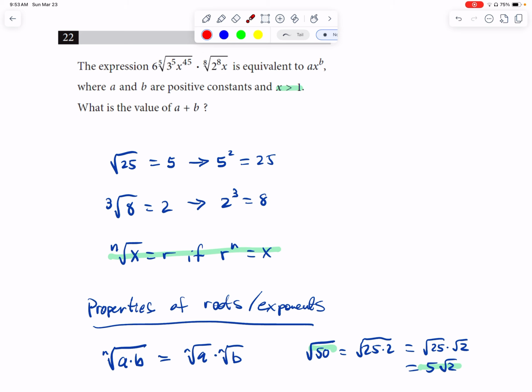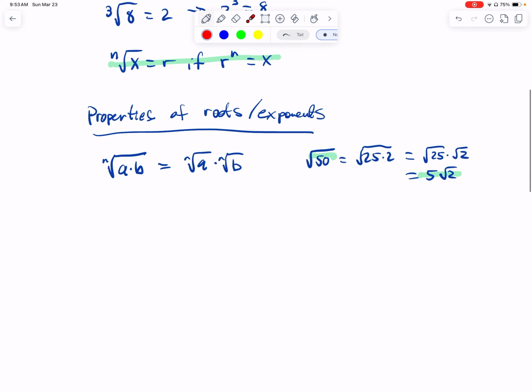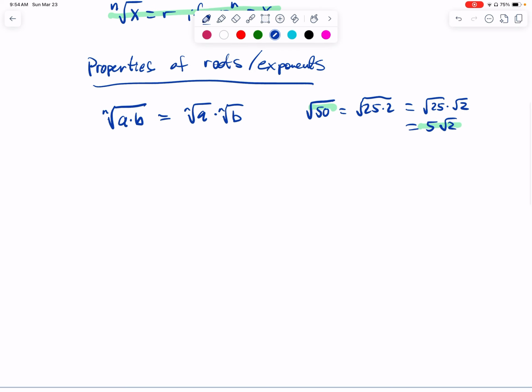So I have to, in some kind of way, turn all of these roots into an exponent instead. And this is how we do that. If I have the nth root of x, this is equal to x to the 1 over nth power. In other words, the square root of x is the same thing as x to the 1/2 power. The cube root of x is equal to x to the 1/3 power.